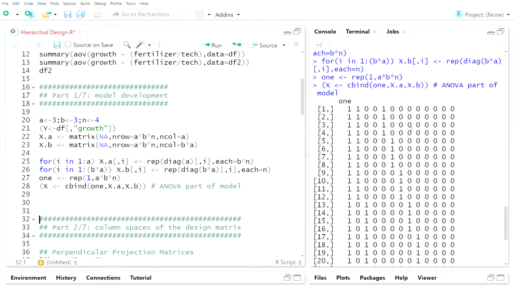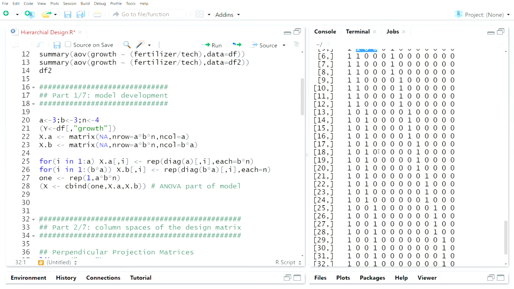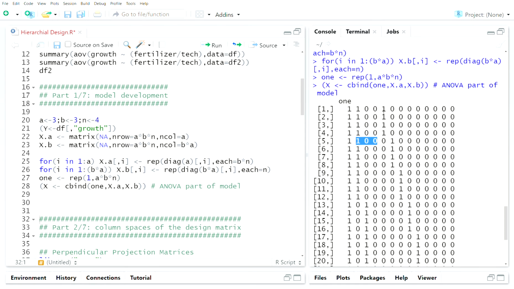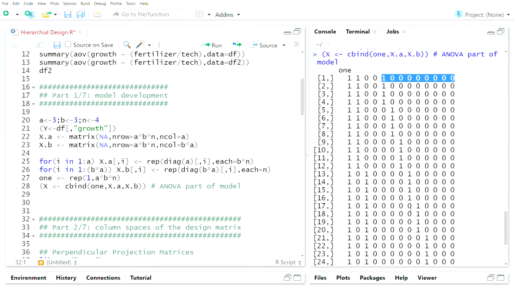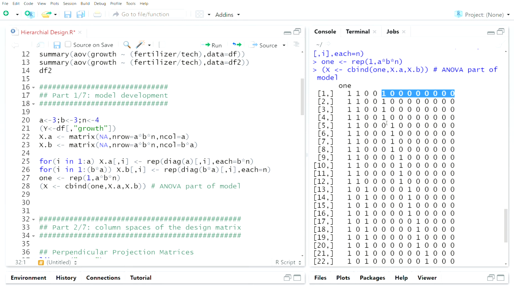And to me, I learned so much by studying the design matrix. So of course the first column is associated with the mu parameter. The next 3 columns are associated with factor A, and then look at the next 9 columns. Right, there's 3 levels of B within each level of A. So there's 9, but they each get their own effect because they're different technicians, or they're nested within factor A. And then there's 4 replications each.